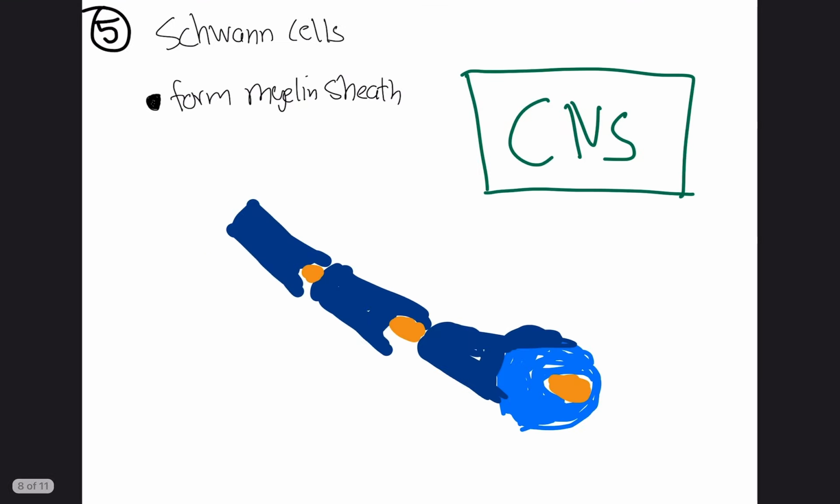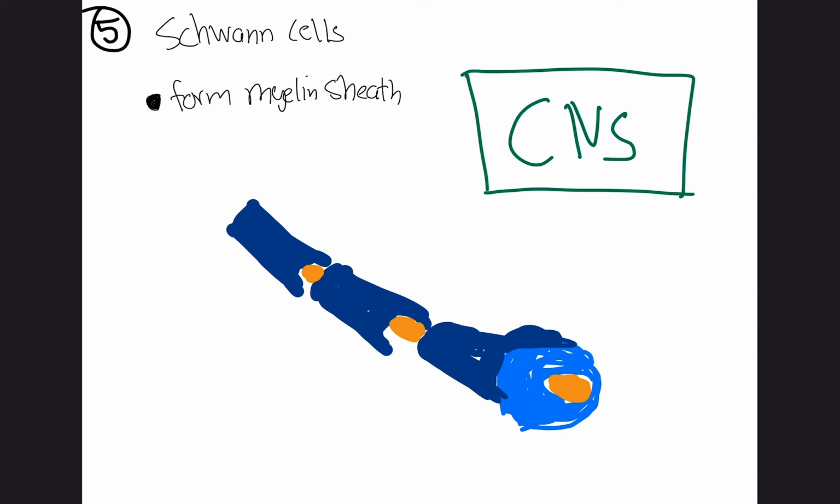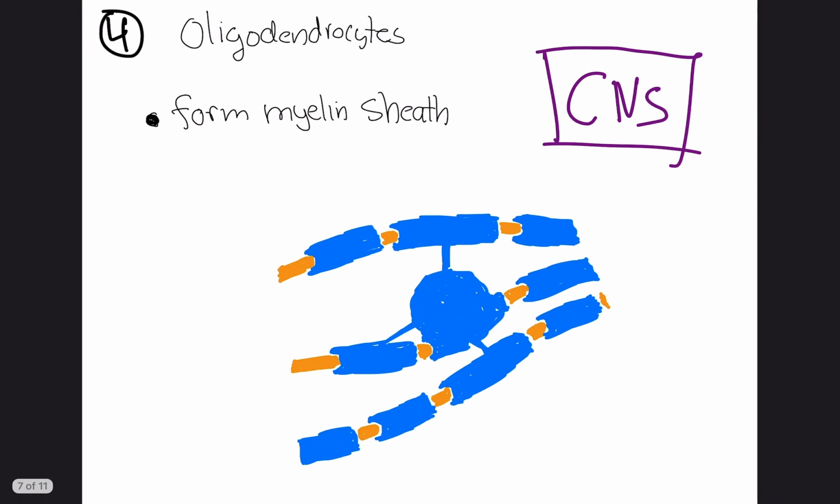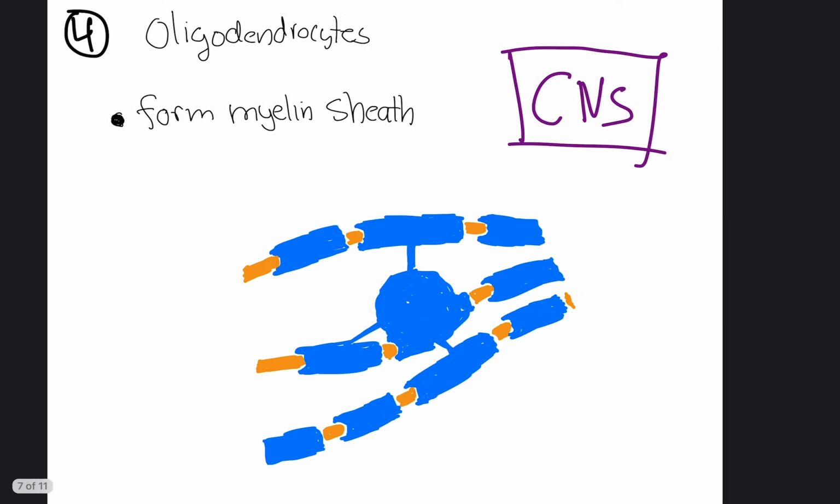Next, you have Schwann cells. Now, this is in the CNS. This does exactly the same thing as oligodendrocytes. There's no difference except it's located in the CNS. That's how dumb this is. They just changed the name. There's a guy named Schwann, I'm assuming, and he found this. And now we have to suffer because they're named two different things. Same exact thing, except one's in the CNS and one's in the PNS.